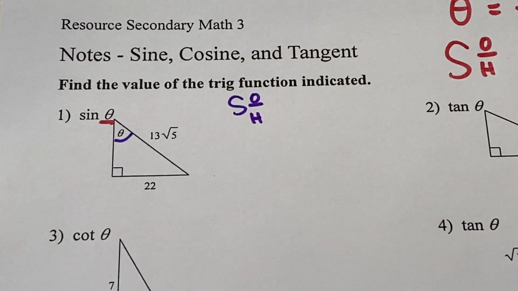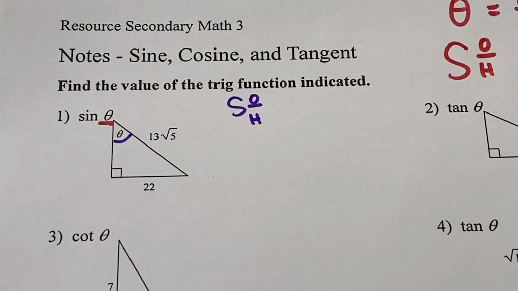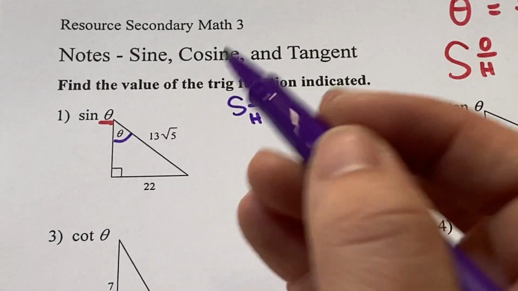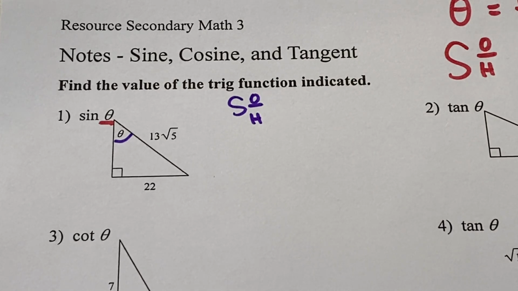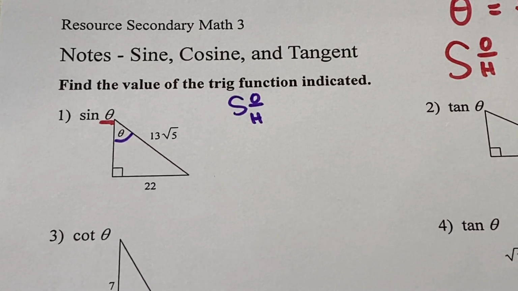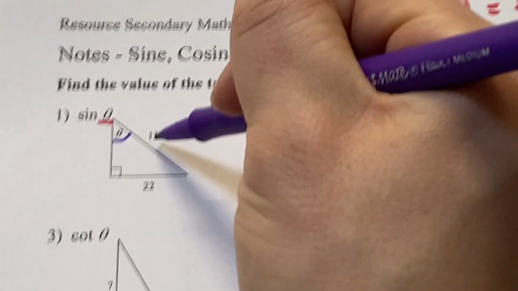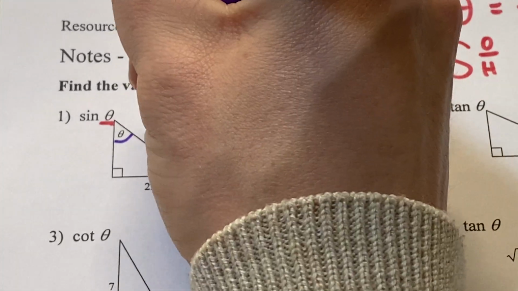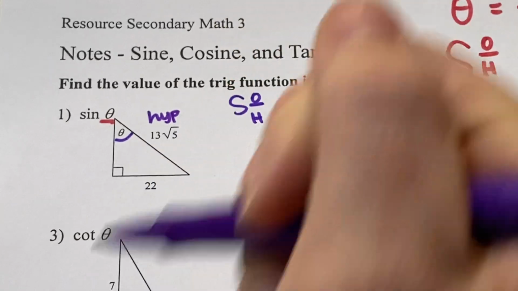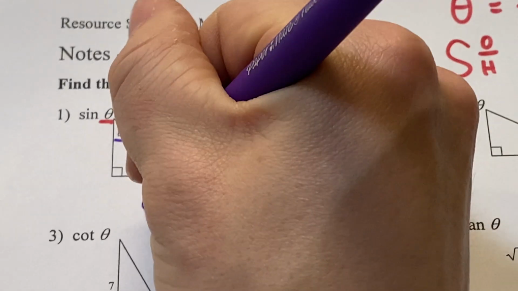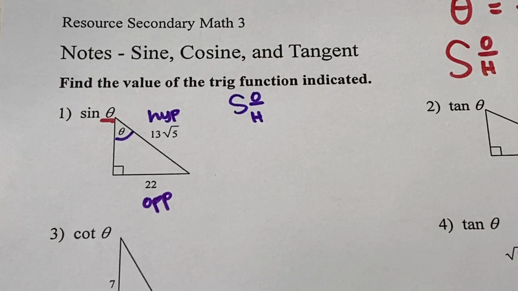It only gives you opposite and hypotenuse, but tell me which is which out of 22 and 13 root 5. Which one's my opposite side? Which one's my hypotenuse? Hypotenuse is 13 root 5. Yep, so that is my hypotenuse, always across from the right angle, which means my opposite from theta is 22. Not too bad. That's kind of nice. We don't even care about the adjacent. It doesn't even give it to you.